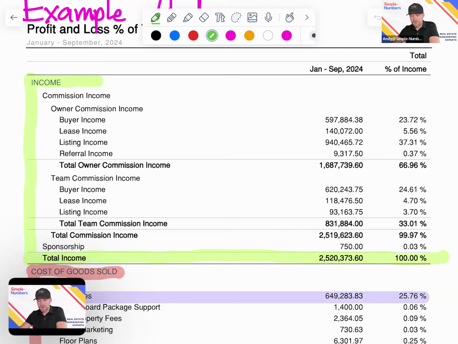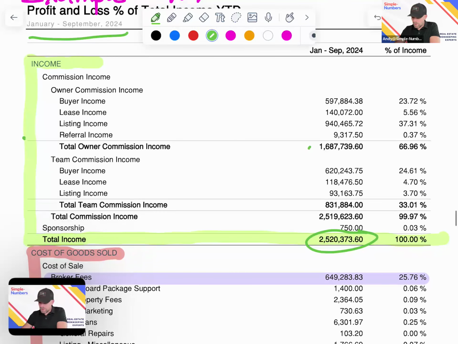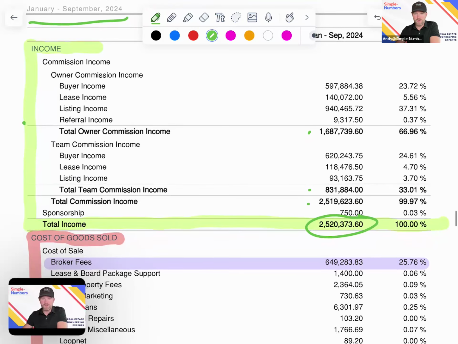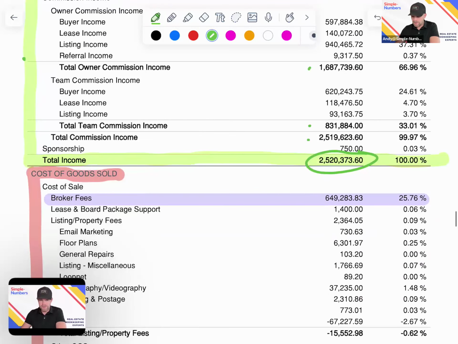Now, there are some brokers who offer a ton of value and cost a lot more. The question here is, we just have to ask ourselves if the value is there. And so here's an example. Total income, 2.5 million from January through September of this year. The owner did 1.7, the team did 831 for a total of 2.5. So the owner's doing the majority of the production, 67%.